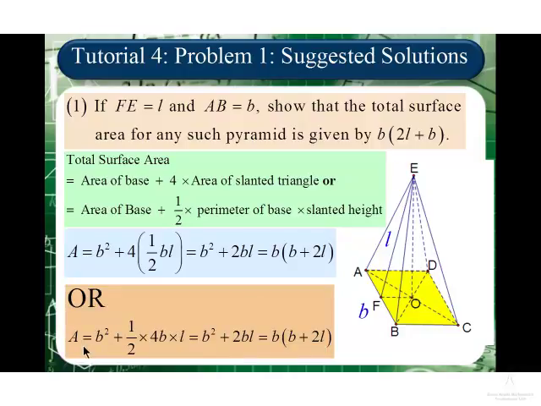Alternatively, you could also consider the total surface area for the pyramid as the area of the base, b squared again, plus a half times, and in this case we need the perimeter of the base, which is of course 4 times b, times the slanted height, in this case represented by L. And again, if you simplify, you get exactly the same expression as expected, b times in brackets b plus 2l. So that is part 1 of the problem in tutorial 4.